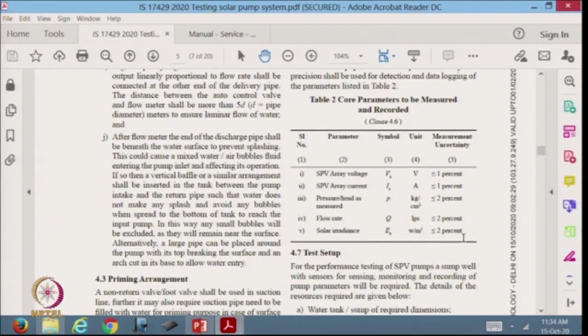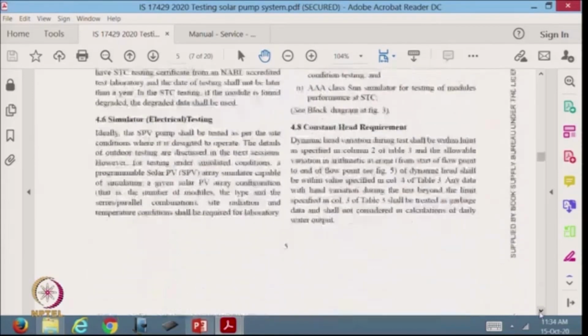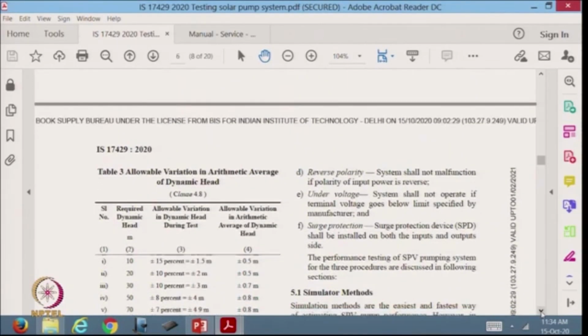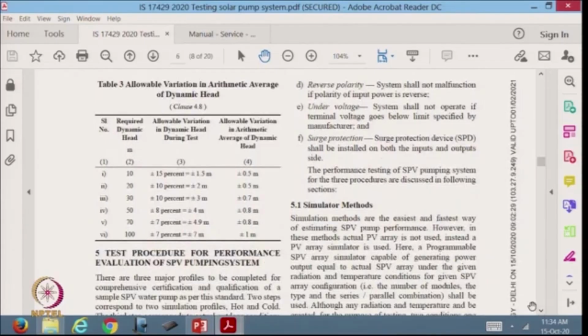So, here it is that this standard for solar powered water pump tells you that you have to measure these parameters from instruments, and finally, you have to have an uncertainty which is less than what is specified here. Only then the result that you report for testing the pump that you have will be acceptable and will be meaningful.